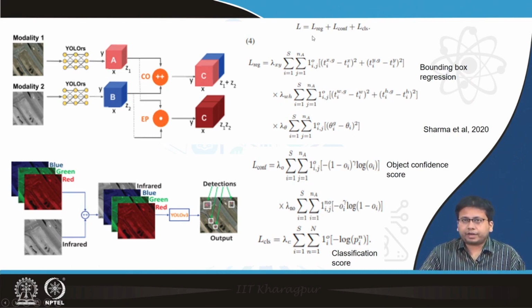Whenever we are training any neural network or any machine learning algorithm, we of course need a loss function. In this case they have three parts in the loss: the regression loss, the object confidence loss, and the classification score. The regression loss is related to the bounding box. We know that any object instance must have a bounding box around it.